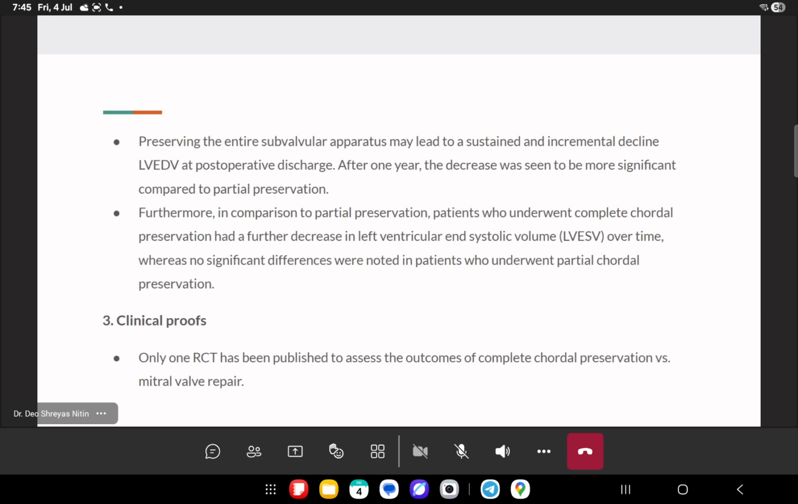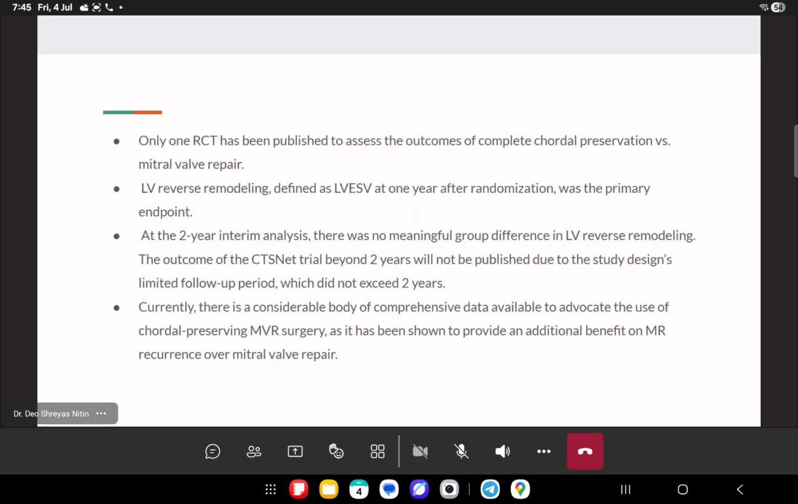Clinical proof. Only one RCT has been published to assess the outcomes of complete chordal preservation versus mitral valve repair. Left ventricular reverse remodeling, defined as left ventricular end-systolic volume at 1 year after randomization, was the primary endpoint. At the 2 year interim analysis, there was no meaningful group difference in LV reverse remodeling. The outcome of the CTS net trial beyond 2 years will not be published due to the study design's limited follow-up period, which did not exceed 2 years.